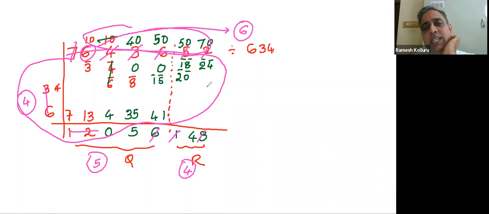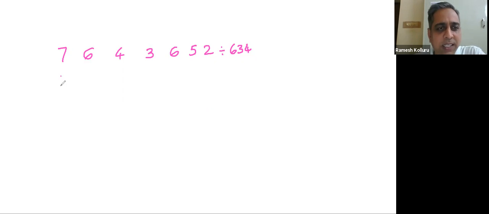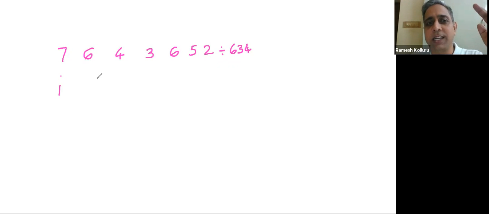7 6 4 3 6 5 2. So the same procedure, I am taking 6 1s are 6. Be very careful, full attention here. You have to be very careful because I'm not writing anything extra. Everything is happening in the mind. Our mind is very powerful. If you tune it in that direction, it will start working.